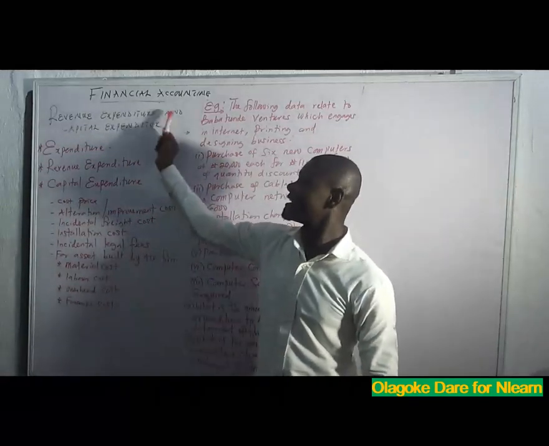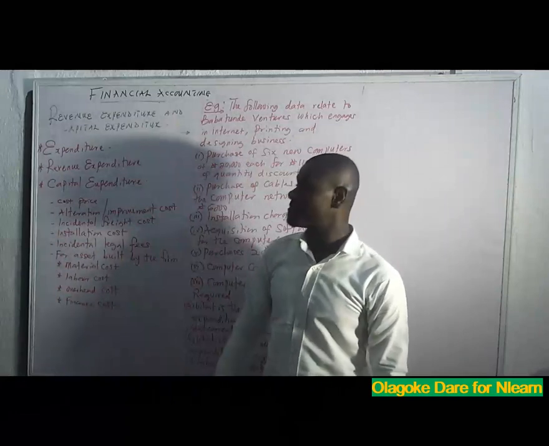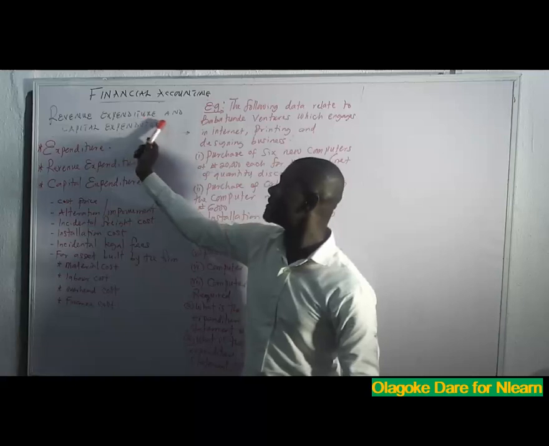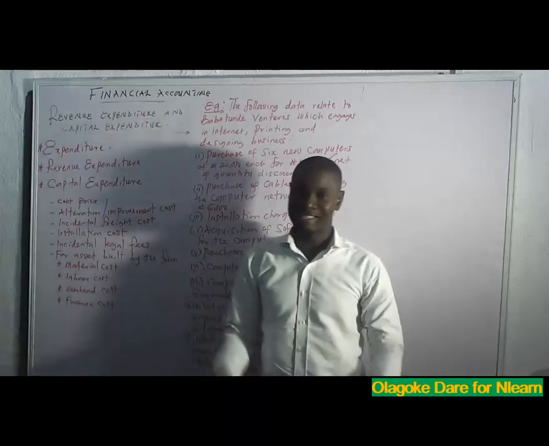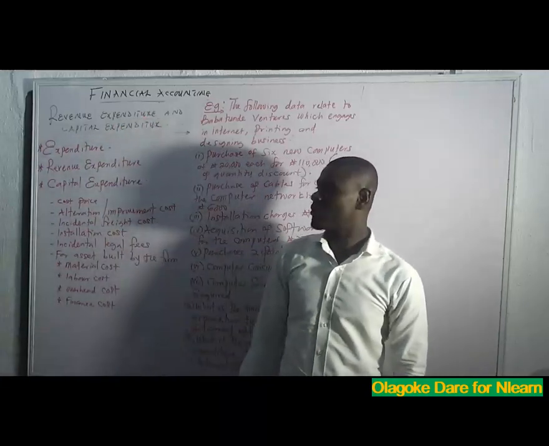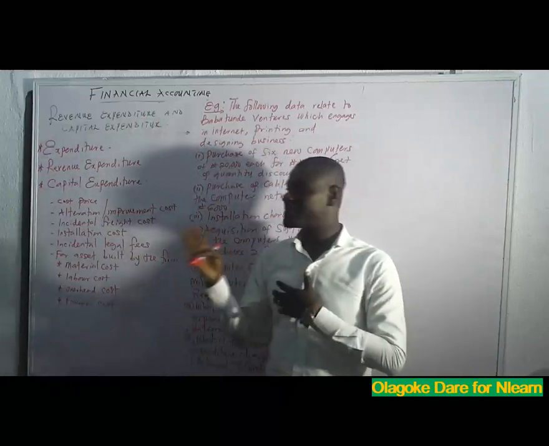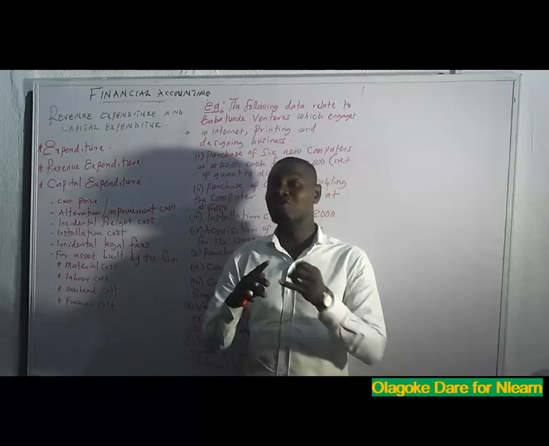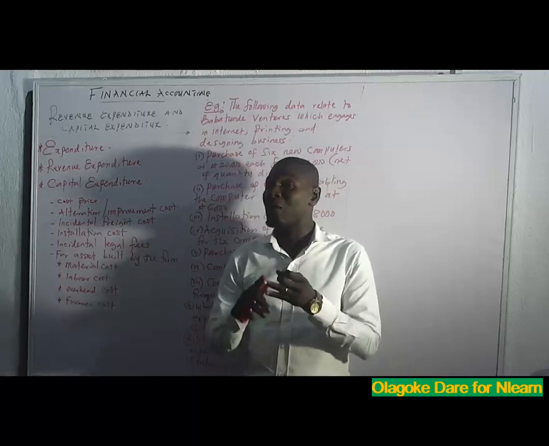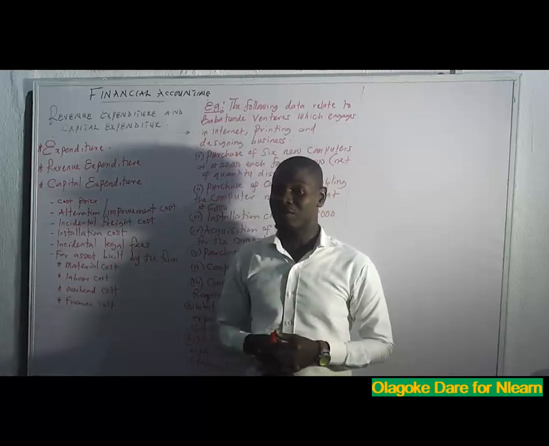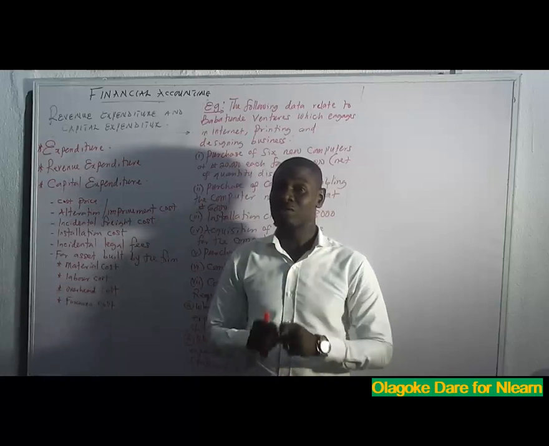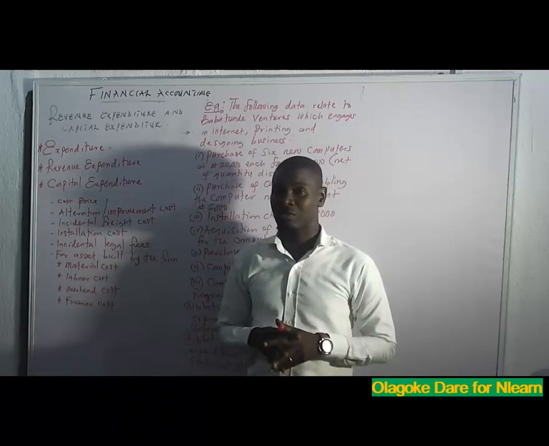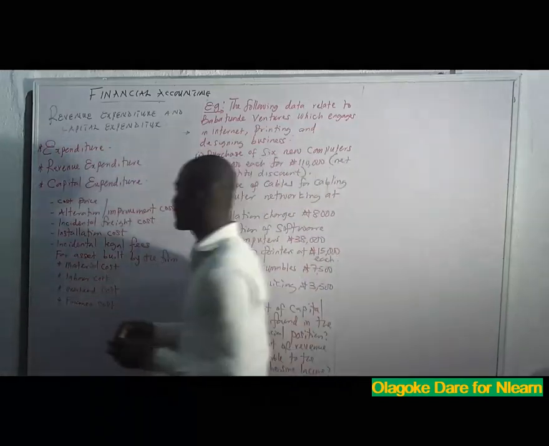This is financial accounting, and the topic before us today is revenue expenditure and capital expenditure. We want to look at how revenue expenditure and capital expenditure are treated in the books of accounts. How do we recognize them, and how are they treated in the books of accounts, especially the final account of a business organization? All right, now let's come forward.